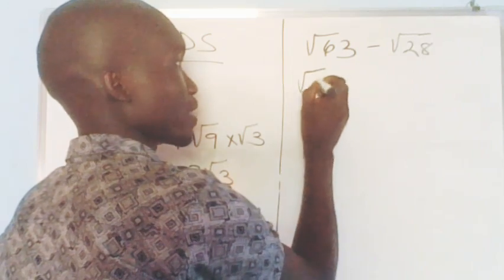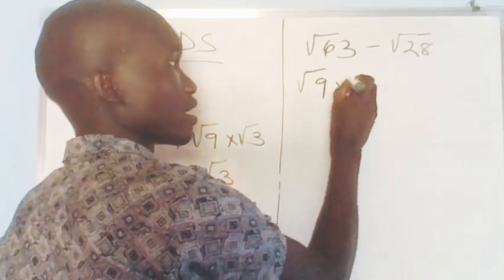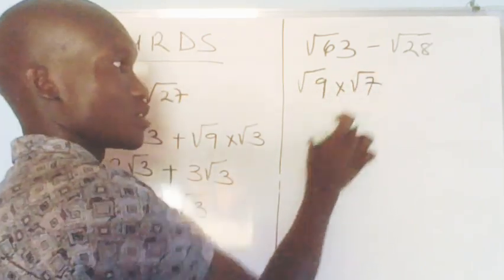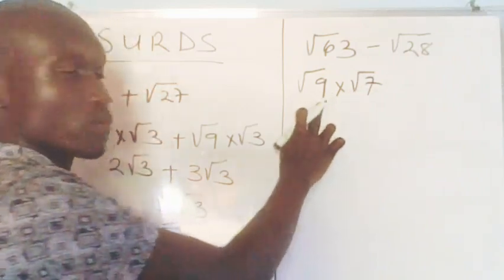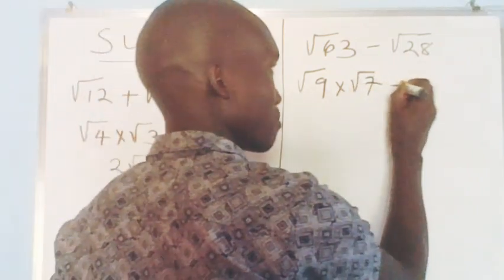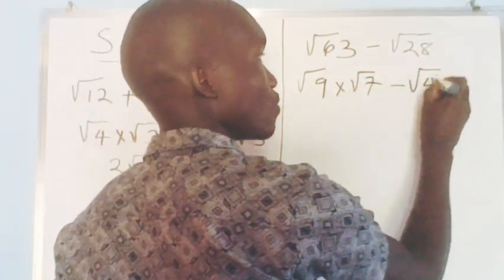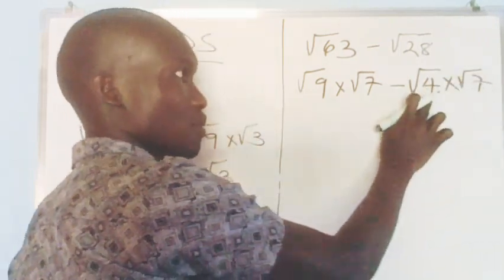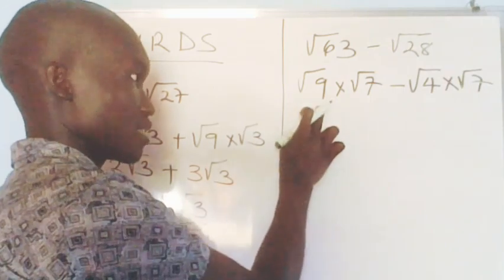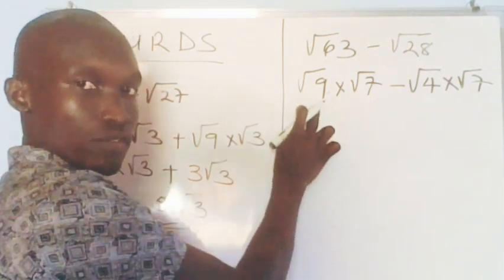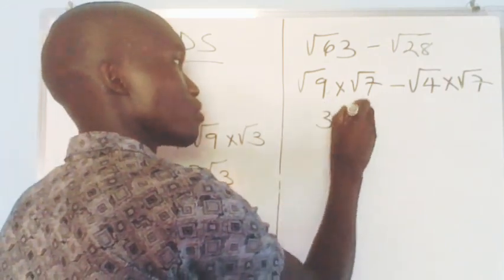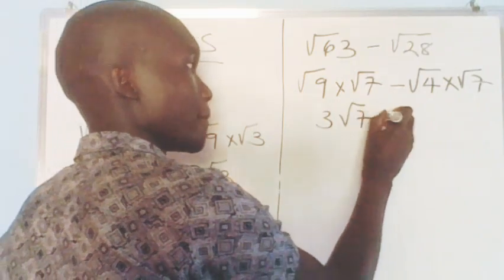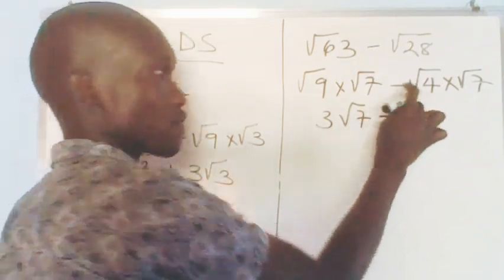And from here we can come up with root 9 times root 7. So that 7 times 9 will give us 63. And minus root of 4 times root of 7. So that 7 times 4 will give us 28. We find the square root of 9, that will be 3. We bring this root 7 minus the square root of 4 is 2.